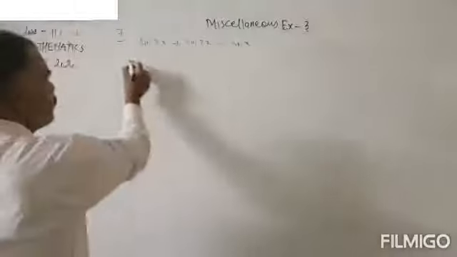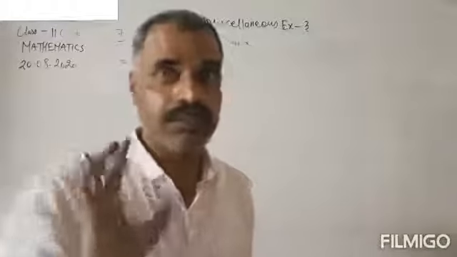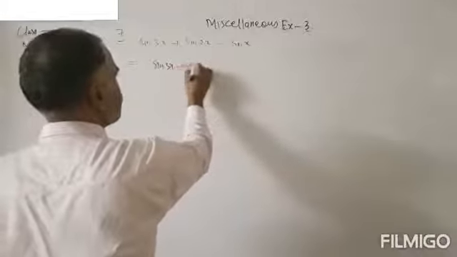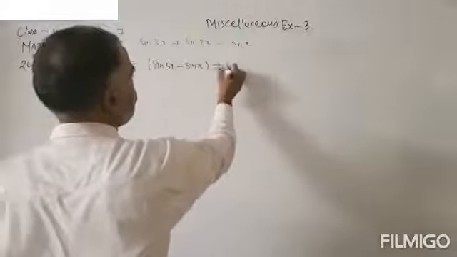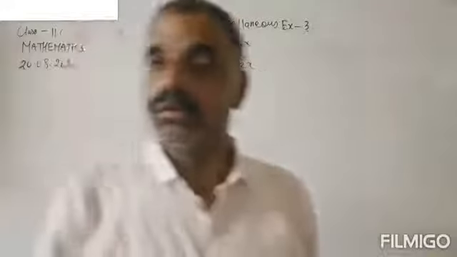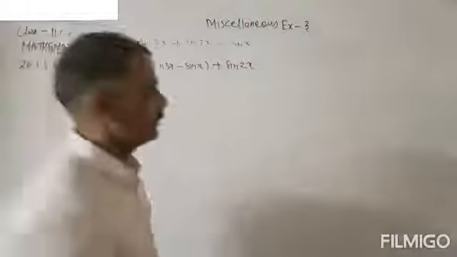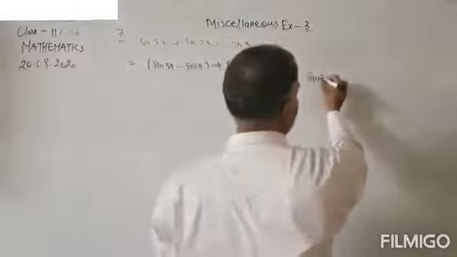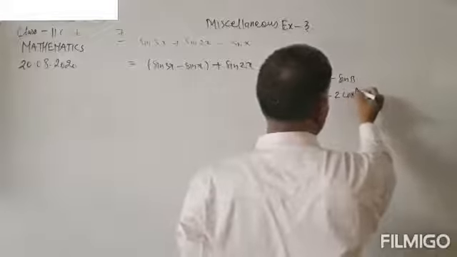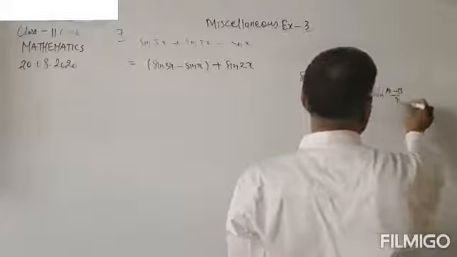So here again in this question we have to make the combinations, and the combination is sin 3x minus sin x plus sin 2x. Using the trigonometric identity for sin A minus sin B, sin A minus sin B is equal to 2 cos of (A plus B) upon 2 sin of (A minus B) upon 2.